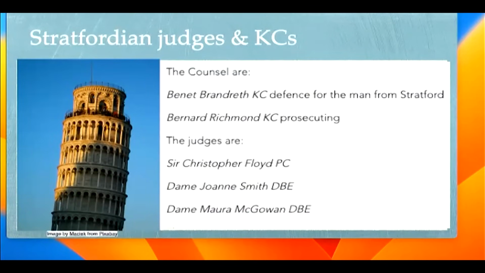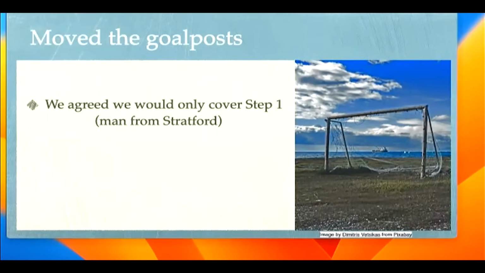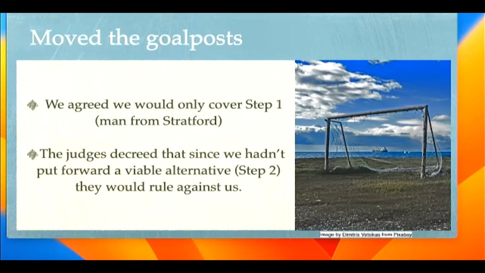So even our own counsel, obviously, wasn't a Sir George Greenwood, which is kind of what we would have needed, I think. They were obviously all of them leaning towards a foregone conclusion from the beginning. Also, in the last 2 minutes, the judges moved the goalposts. Okay, we agreed that we would only cover step 1, that it's all about the man from Stratford. And when they did their final judgment, in the last 2 minutes, they said, since we hadn't put forward a viable alternative, they would rule against us.